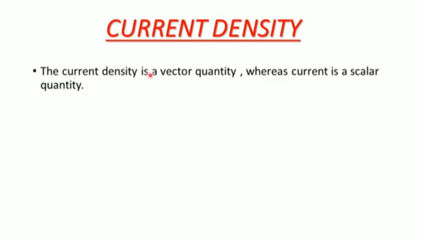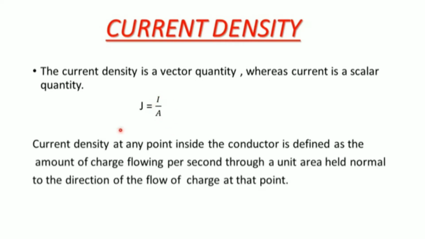In this part of the unit current electricity, you will learn about current density. First of all, we should understand that current density is a vector quantity, whereas we know electric current is a scalar quantity. So what is this current density? Current density at any point inside the conductor is defined as the amount of charge flowing per second through a unit area held normal to the direction of the flow of charge at that point.